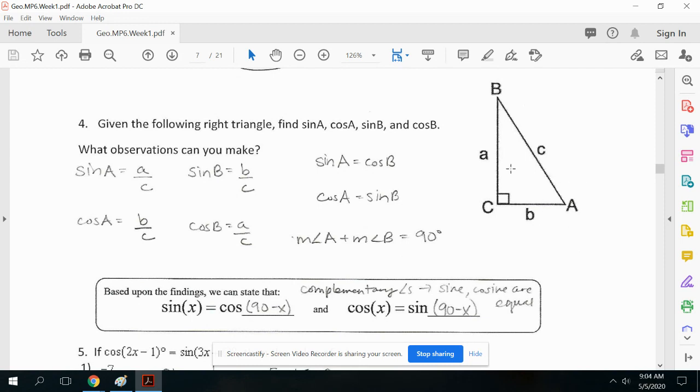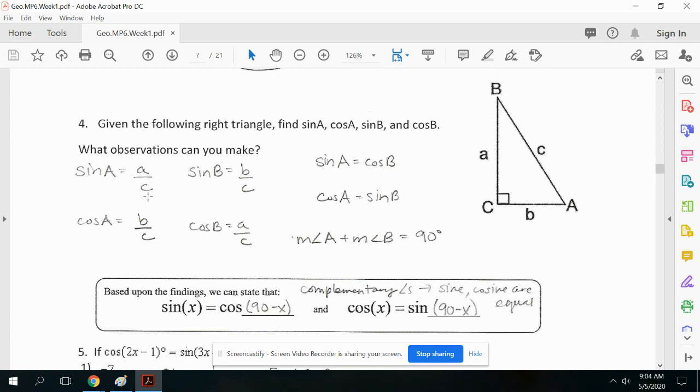I said sine of A would be the opposite over the hypotenuse, say A over C. Sine of B, I'll go over here, would be opposite B over C. I wrote those down. Then I'll take cosine of the acute angles as well. So cosine of A would be adjacent B over C, the hypotenuse. Cosine of B would be adjacent A over C, the hypotenuse.